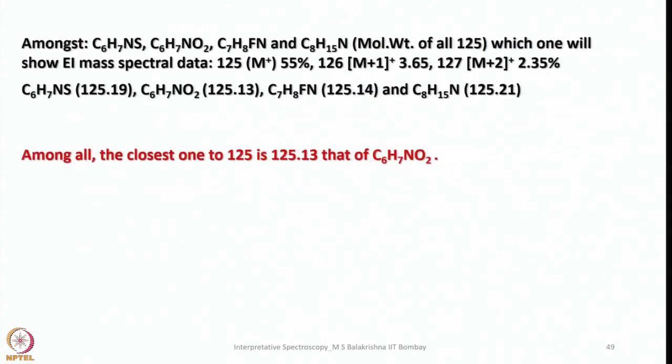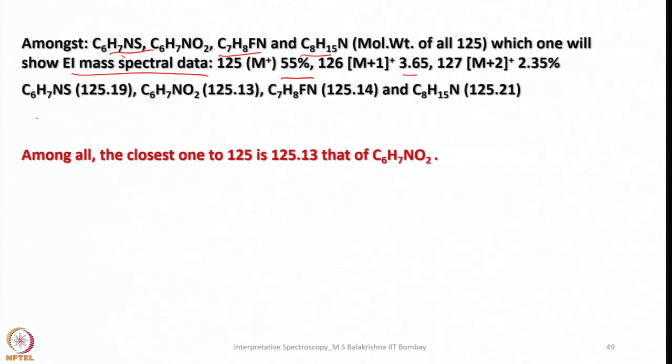So now another example. Among C6H7NS, C6H7NO2, C7H8FN and C8H15N, the molecular weight of all of them is 125. Which one will show electron impact mass spectral data of 125 M+ at 100%, 126 M+1 at 3.65%, and 127 M+2 at 2.35%?